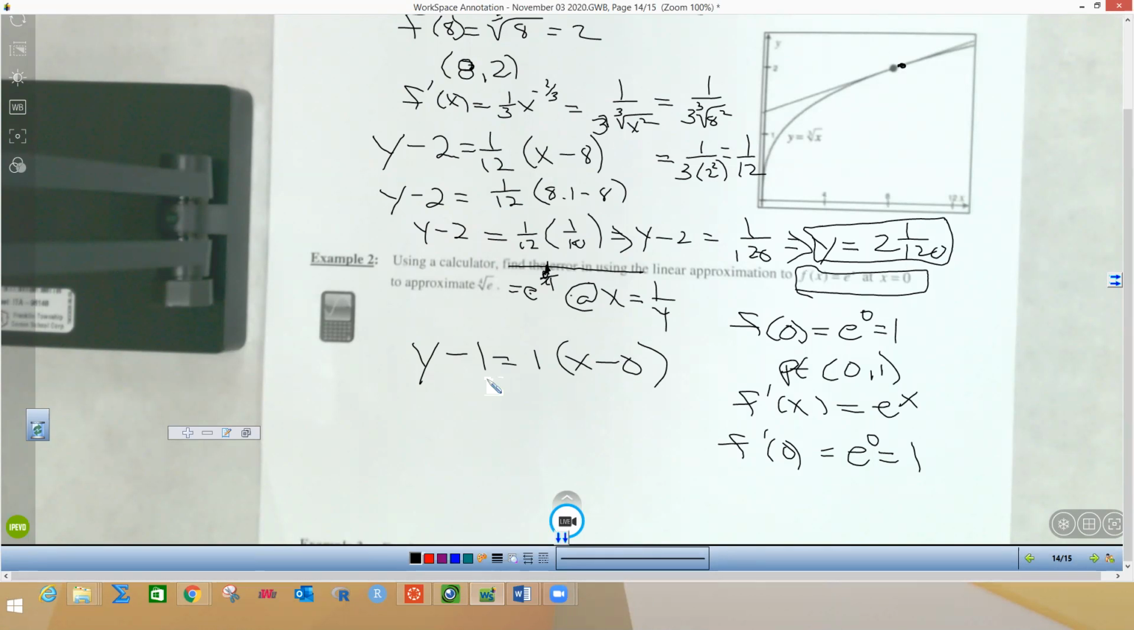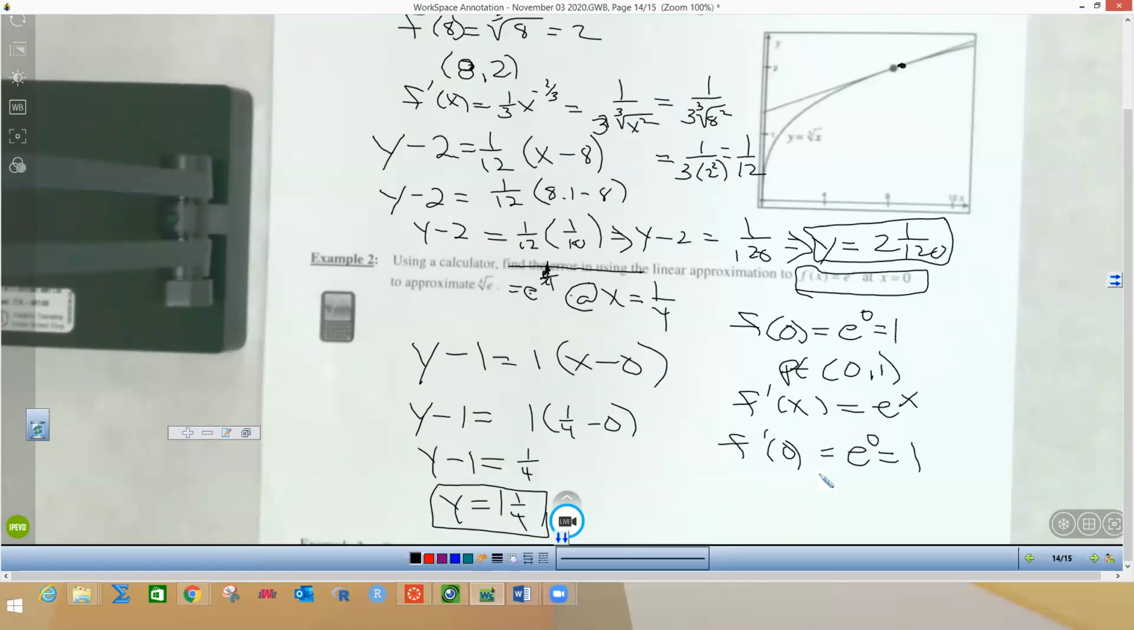So now what I want to do is find the approximation when x is 1/4. So I'm going to plug 1/4 into here. I'm going to get y minus 1 equals 1 times 1/4 minus 0, which means y minus 1 is going to equal 1/4. So y is going to equal 1 and 1/4. This would be my approximation right here.